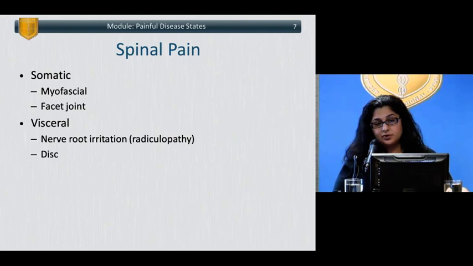When we refer to visceral spinal pain, sometimes the source can be nerve irritation. We earlier talked about radiculopathies, and radiculopathies occur when a nerve root is being irritated either by a disc or some other process. Once again, when we refer to visceral spinal pain, it can originate from disc pathology, such as a disc herniation.